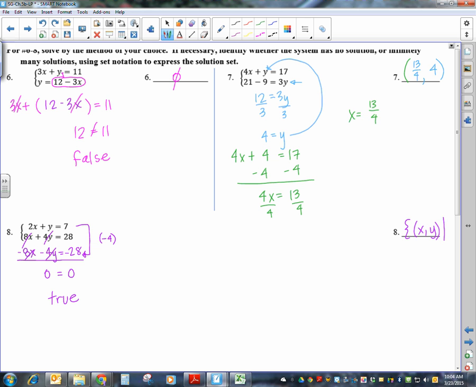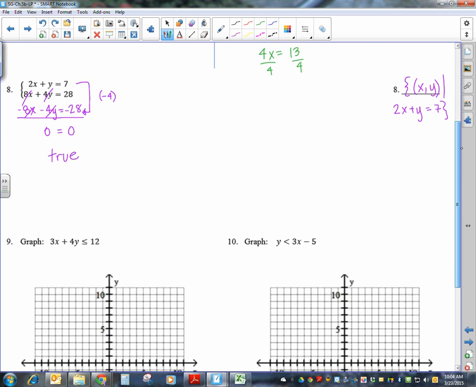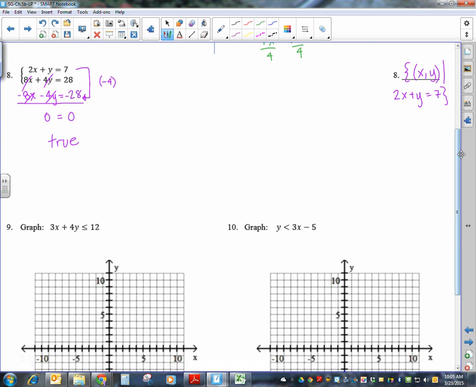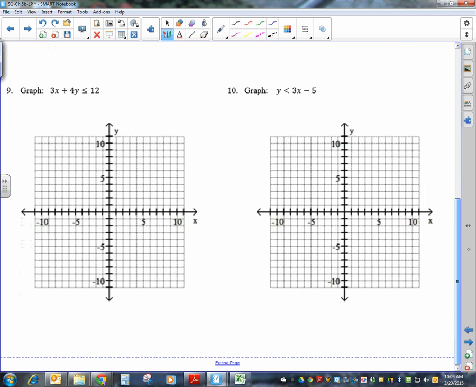Any ordered pair x and y that satisfies one of those equations. It does not matter which one you write. And unfortunately, you can't check it when it's infinitely many solutions. You can take an ordered pair, but it has to satisfy one of those equations before you plug it in. Okay, so let's go on to our graphing.